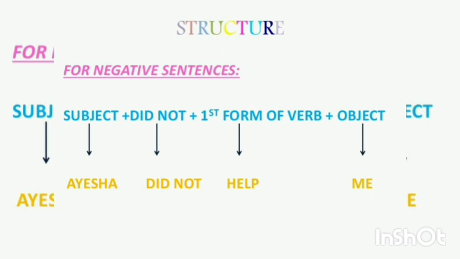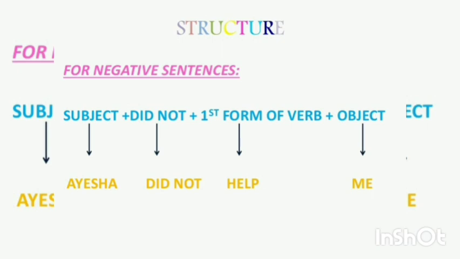Now the structure for negative sentences. How to frame negative sentences using the simple past tense. First of all, subject. Here your subject is Aisha. Then you have to add the second form of the auxiliary verb do. So did, and as it is negative, so not. And after that, you have to use first form of main verb, help, and then object. So Aisha didn't help me, or Aisha did not help me.